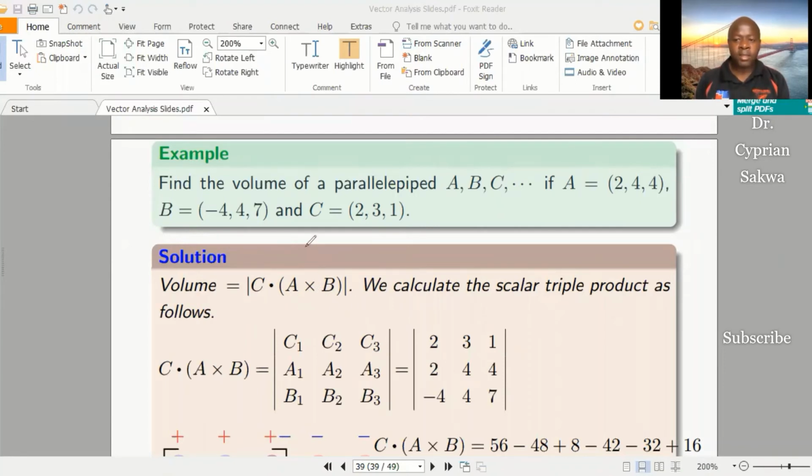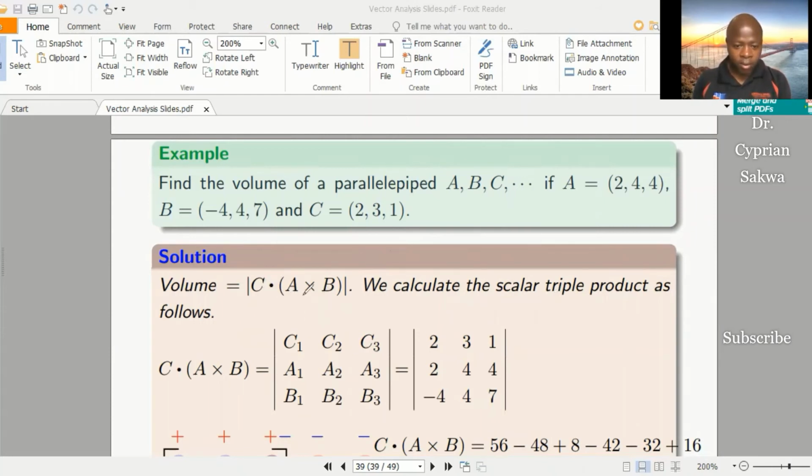That gives us the volume. You can even take A dot B cross C and get the modulus of that. There's no problem. You still get the same result. Or you may want even to take B dot A cross C and get the modulus of that. And there's no problem with that. You'll get the same result. So let's do that.